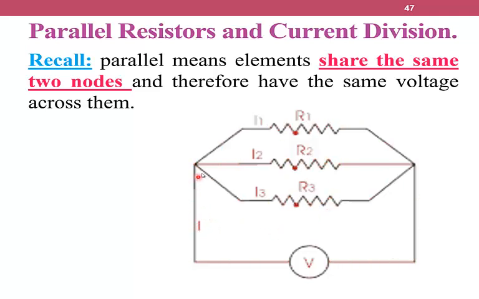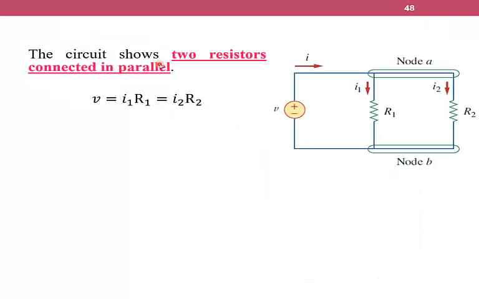Also, I here is divided into I1, I2, and I3, and they are connected together after passing the parallel connection. The circuit shows two resistors connected in parallel, R1 and R2. So we may have V equal I1 R1 equal I2 R2. As you may notice, I here is divided into I1 and I2. So V here is equal to I1 multiplied by R1 or I2 multiplied by R2.